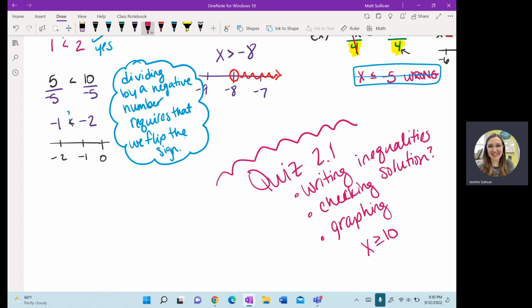So make sure if you need to go over notes or if you need to do a little bit more practice, go for it and make sure you're doing that.